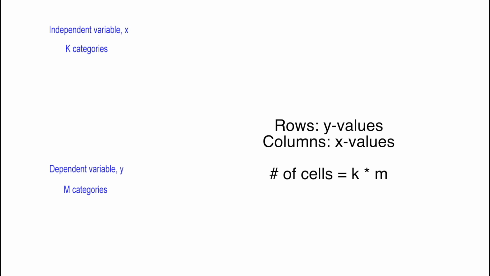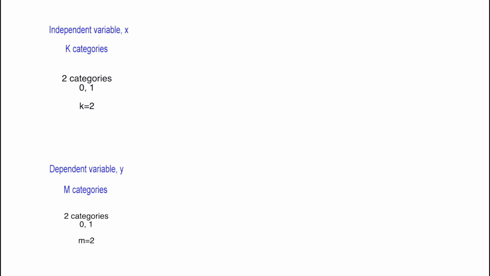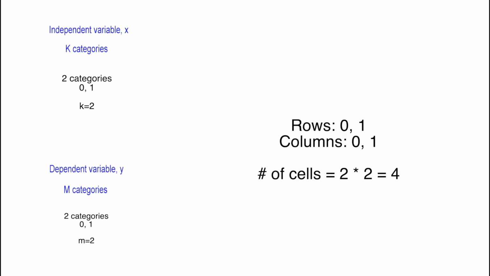So for instance, if we have 2 dummy variables, both variables would have 2 values, presumably a 0, 1 for x and a 0, 1 for y. m would be 2 and k would be 2, so we'd multiply 2 times 2, and that would give us 4 cell entries for our crosstab.